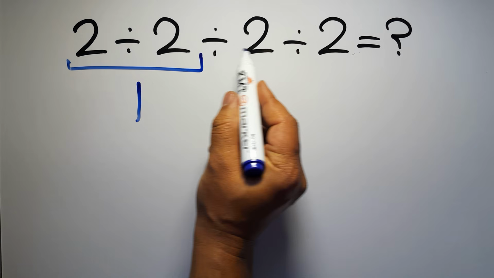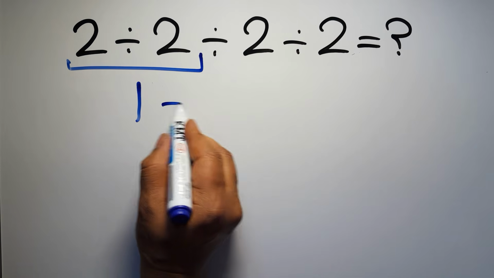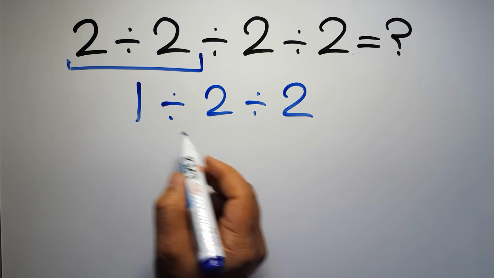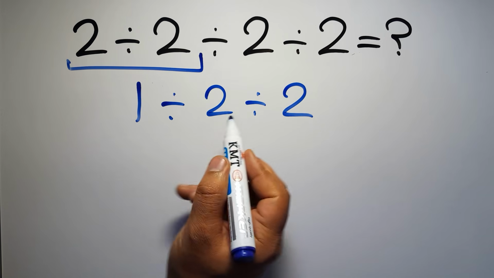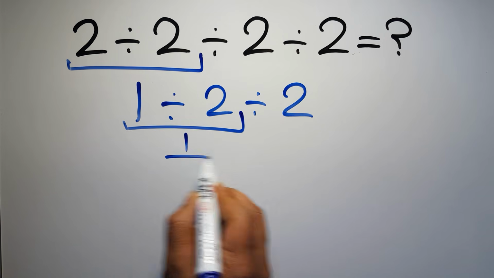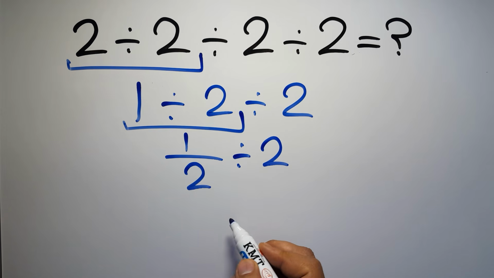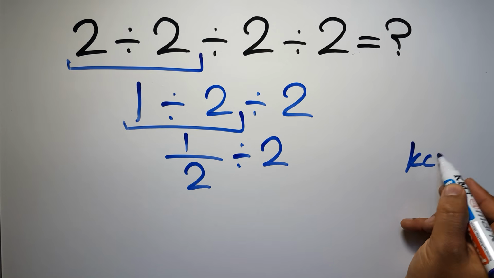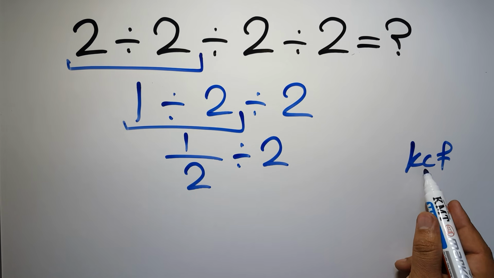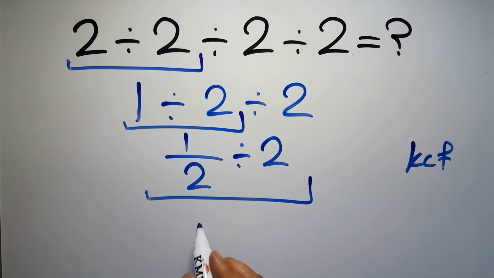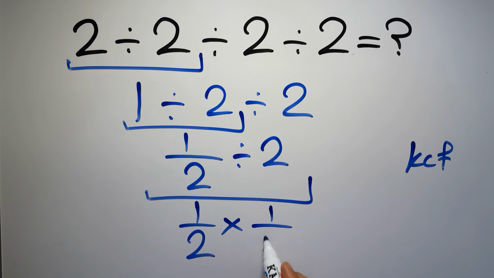So we have 1 divided by 2 and again divided by 2. Okay, now we have to do this division. 1 divided by 2 can be written as 1 over 2. Then divided by 2. Now, according to the KCF rule, K stands for keep, C stands for change, and F stands for flip. We can write keep the first fraction, change division to multiplication, and flip the second fraction.